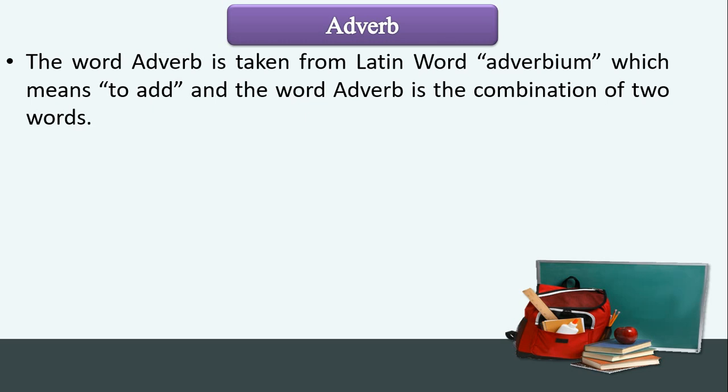add. And the word adverb is the combination of two words.